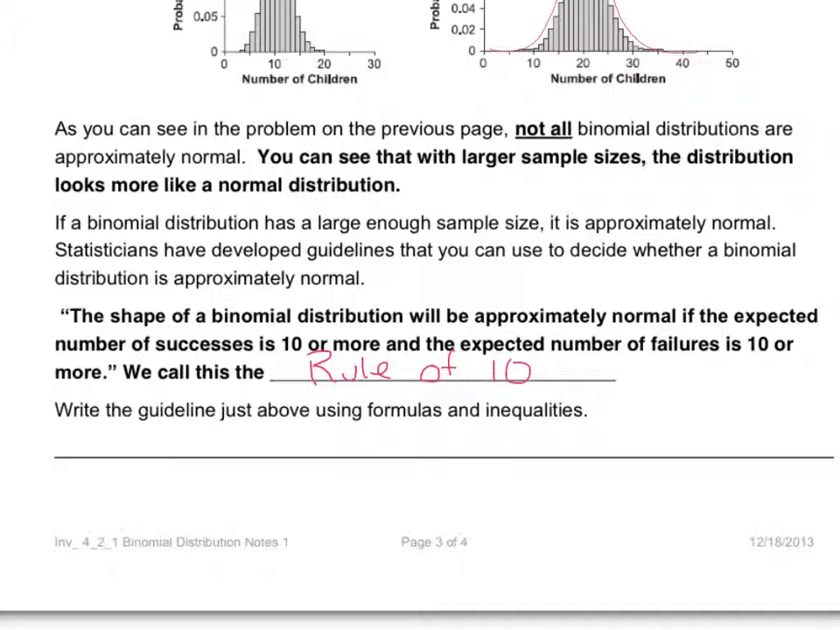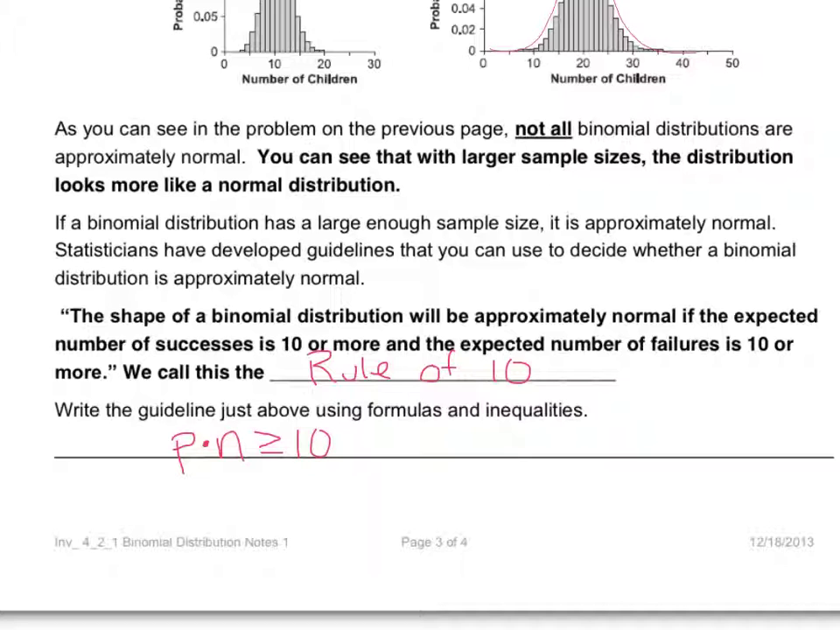Okay? So we can write this as a series of formulas. Remember, yesterday we talked about how to calculate the expected number. We take the probability of success and multiply it by the number of trials. And if the expected number of successes is 10 or more, then we can say that distribution will be approximately normal. So what we're going to write here is 10 or more. Well, that would be written like this: P times N needs to be greater than or equal to 10. Hey, that kind of rhymes.